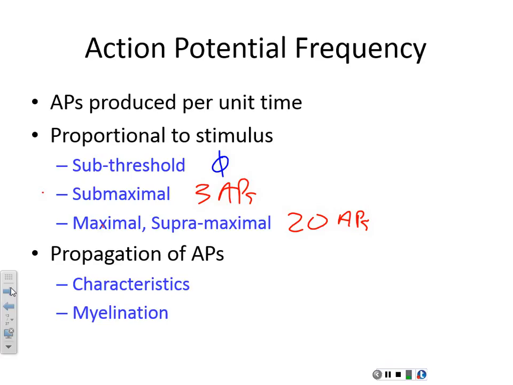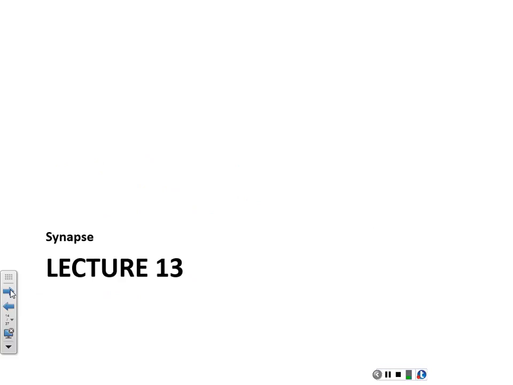Okay, so propagation of action potentials, they travel in one direction because of the absolute refractory period. All right, and then myelination, we just talked about it, speeds up transmission because the impulse is only transmitted at the nodes of Ranvier, which are the spaces between. Okay, which gives that saltatory conduction, which means jumping. Okay, so those are the action potentials. So we're done with that.